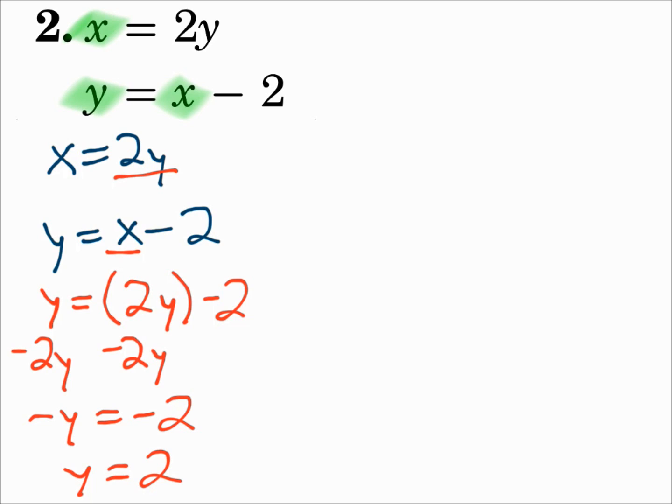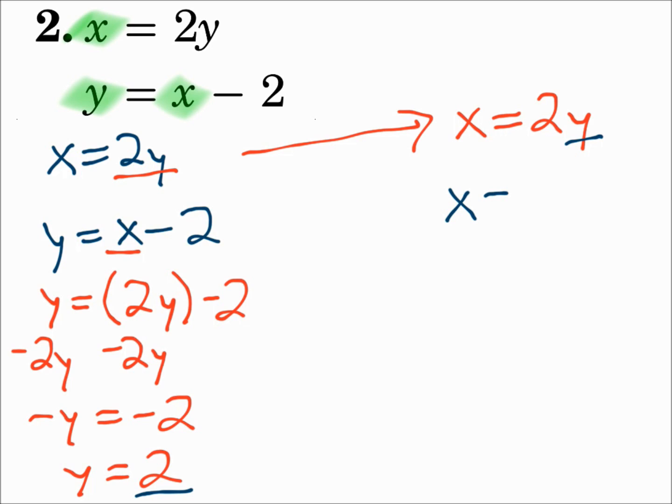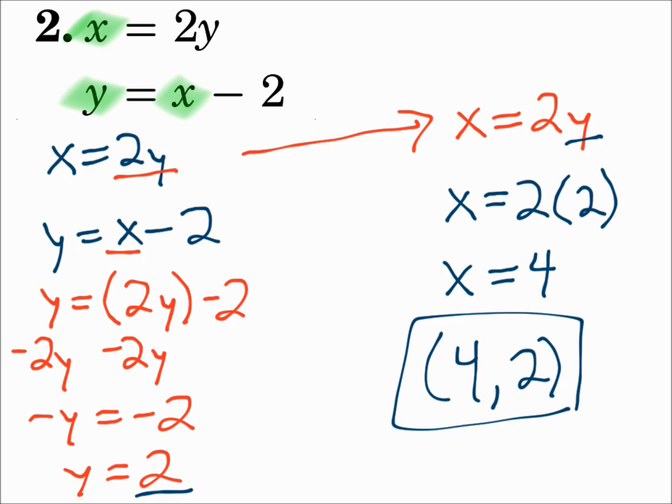Now take that and substitute it into any equation, and the easiest one is the one that we solved for at the beginning, which is x equals 2y. We just found out that y is 2, so let's substitute a 2 in for the y. x equals 2 times 2, which is 4. So the answer is the ordered pair 4, 2. This is like two lines that intersect at one point, and that point is 4, 2.